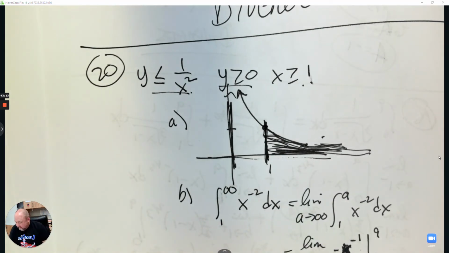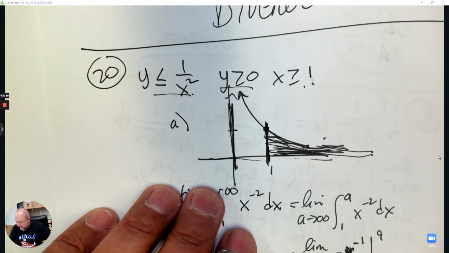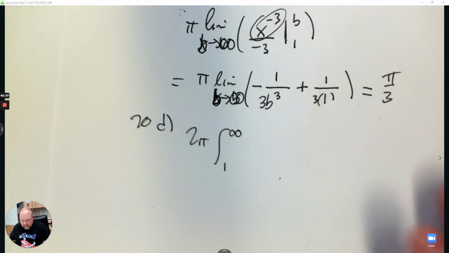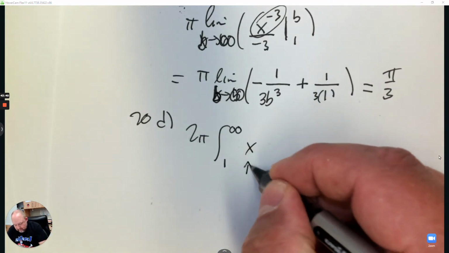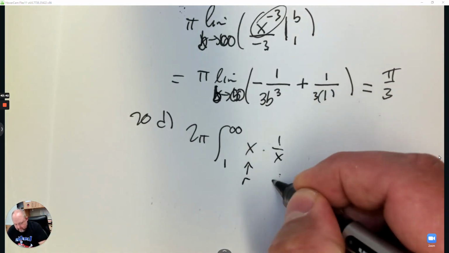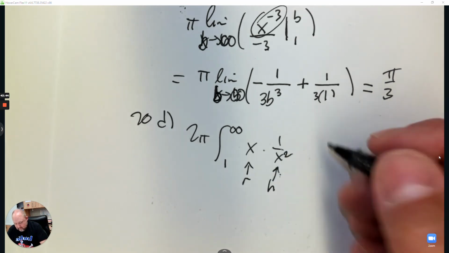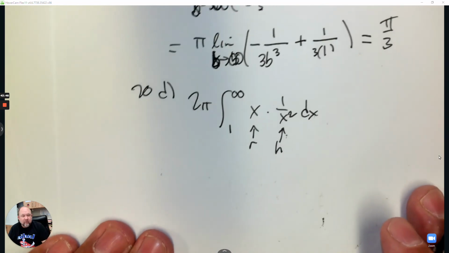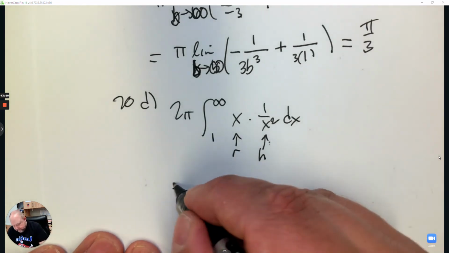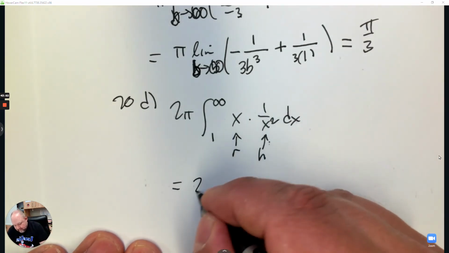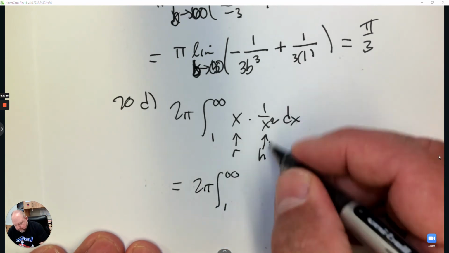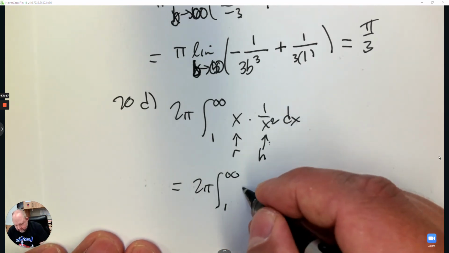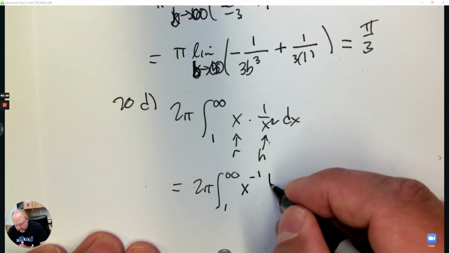And then the height is the curve. So it's just the x times 1 over x squared. So this is the radius, and that's the height, dx. And that's the formula for the shell method. So this simplifies to just 1 over x, or x to the negative 1.